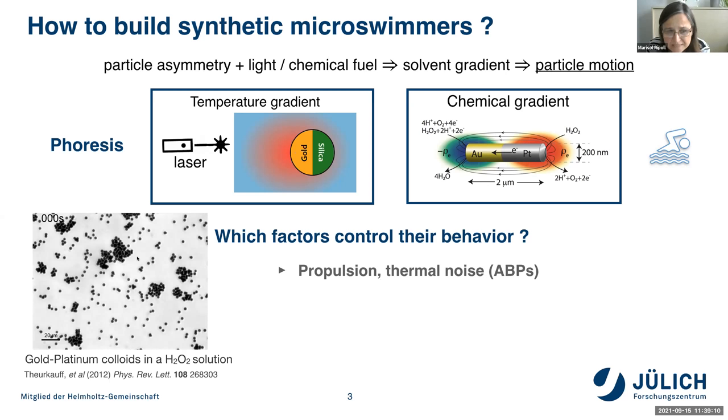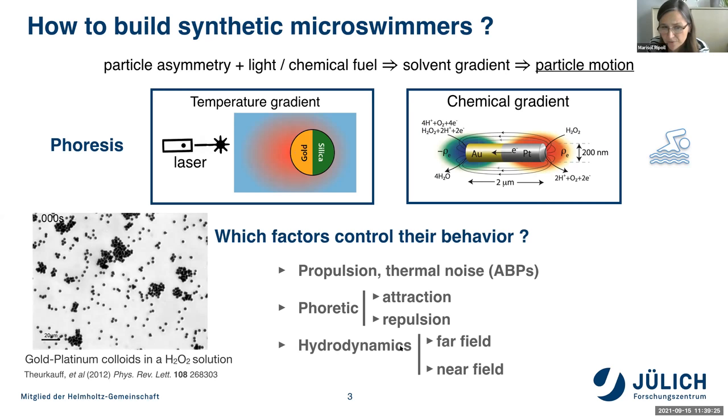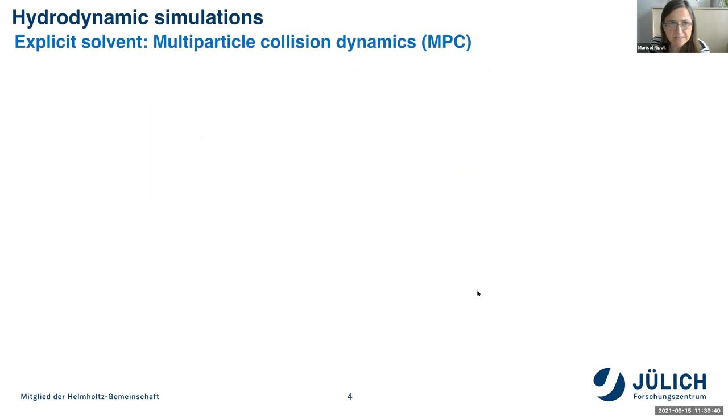But in many systems, there are other things which are important, for example, phoretic interactions between particles. One particle might react to the gradient created by another one, and this can be attractive or repulsive. And furthermore, we have hydrodynamic interactions. Some approaches only consider them in the far field, others also in the near field, and we want to disentangle how these contributions might affect the system.